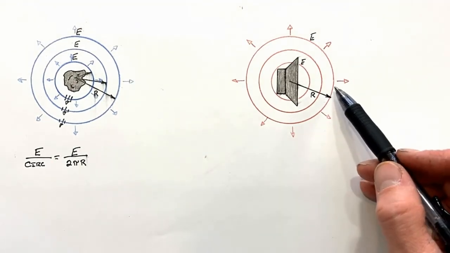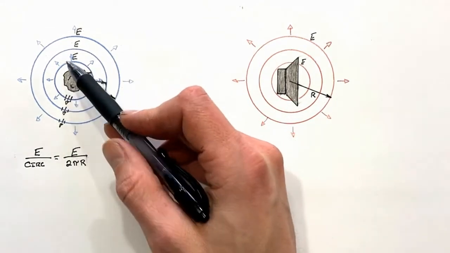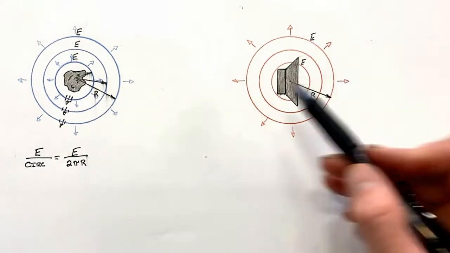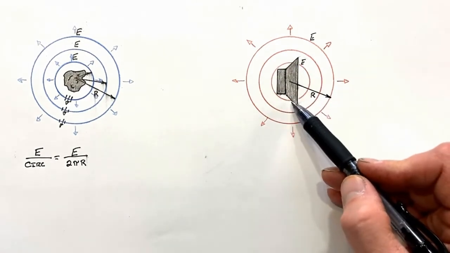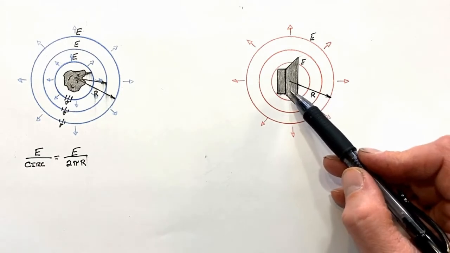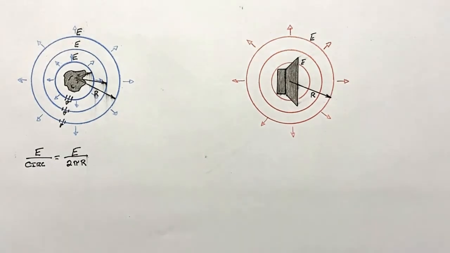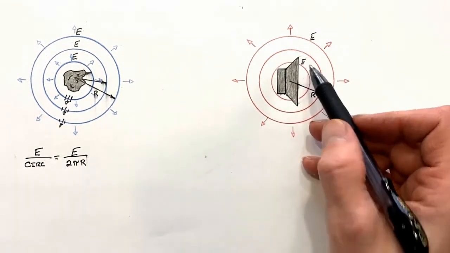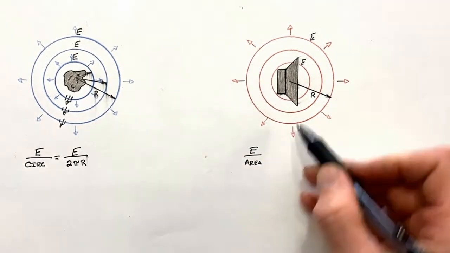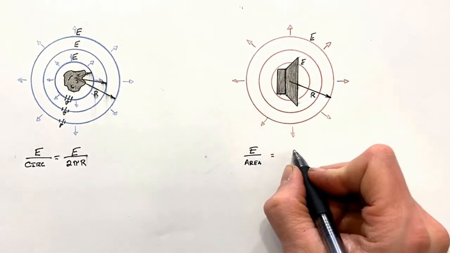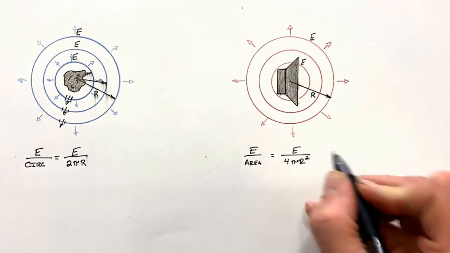Sound waves, on the other hand, radiate outward in all directions. And so here we had a certain amount of energy distributed around a circumference. Whereas here we are going to see this energy is not distributed around the circumference of a circle in 2D. We're going to see that it is distributed in what is effectively a sphere of energy, which is radiating outward in three dimensions. So this energy is going to be distributed over the area of this sphere. Now you remember, the area of a sphere is 4 pi r squared.